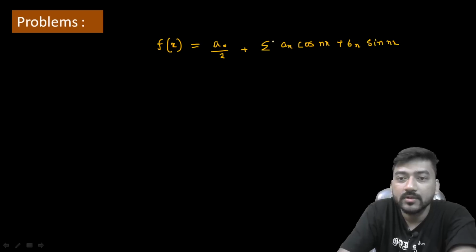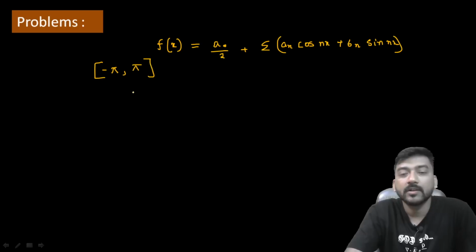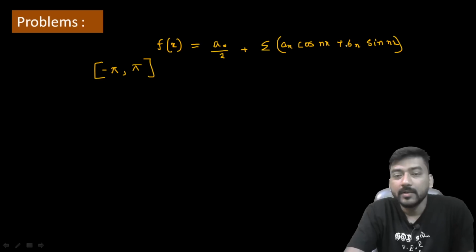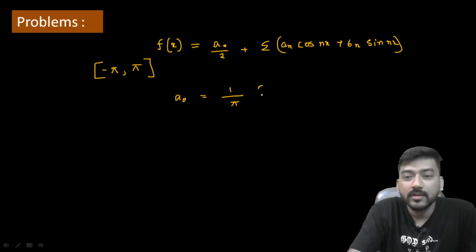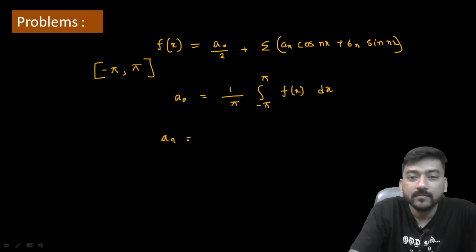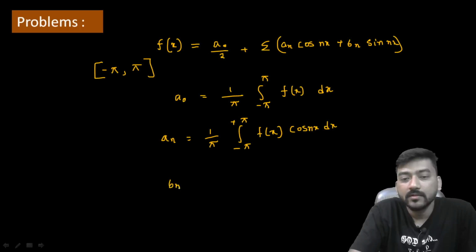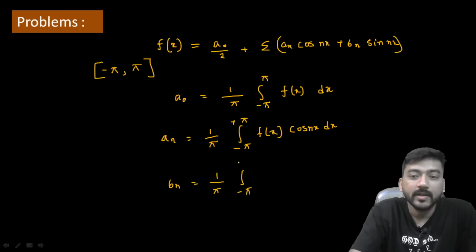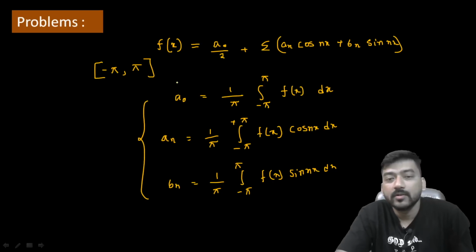So this is the Fourier series of the function f of x, and we have defined the period of this function f of x in the range minus pi to plus pi. So it is a period of 2 pi. The coefficients a0, an and bn can be found by using this kind of integration. That is a0 is equal to 1 upon pi integration minus pi to pi f of x dx, an is equal to 1 upon pi integration minus pi to plus pi f of x cos nx dx, and bn can be written as 1 upon pi integration minus pi to plus pi f of x sin nx dx. So these are the formulas for this periodic function f of x.